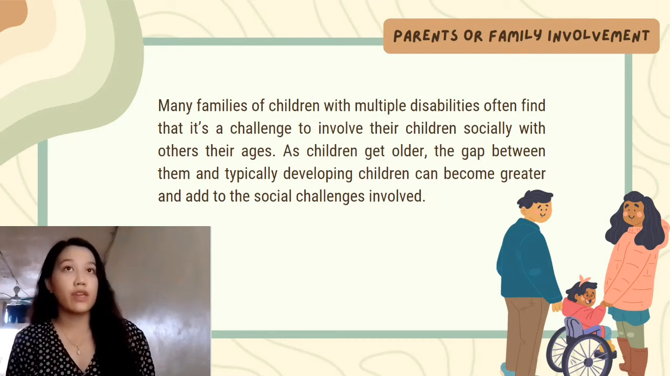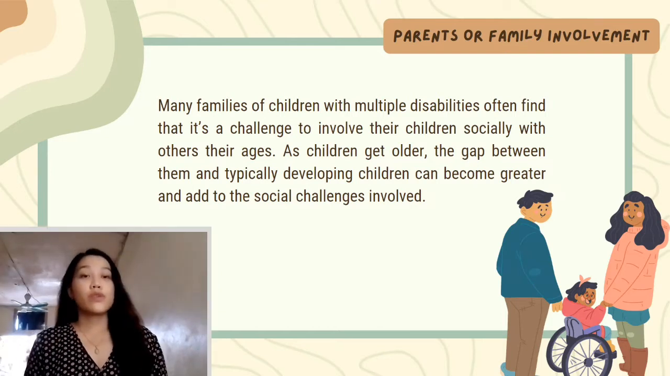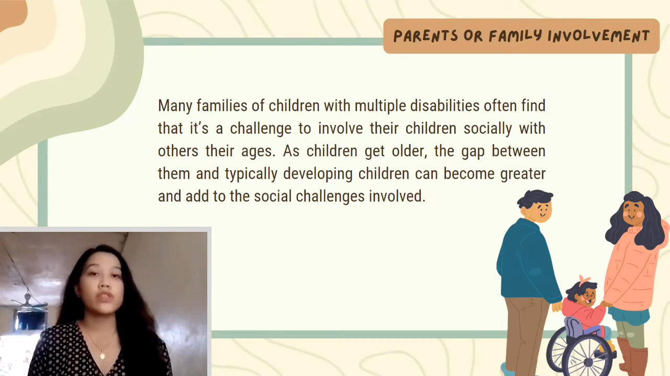Many families of children with multiple disabilities find that it is a challenge to involve their children socially with others their age. As children get older, the gap between them and typically developing children can become greater and add to the social challenges involved. The social success of the children must be planned early. Just like what I've said earlier, it is encouraged that the child be involved in the family. They can play games or interact as much as possible, just for them to have more social experiences.